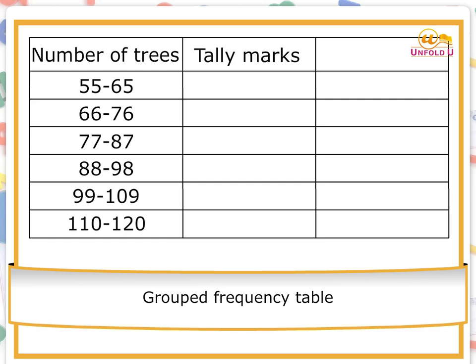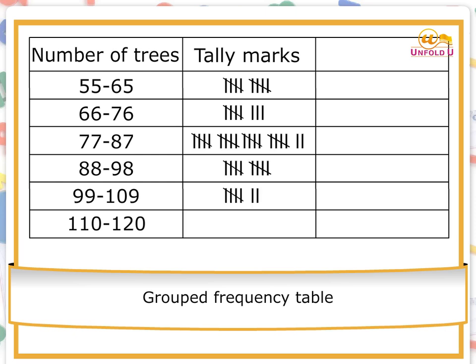In the second column, write tally marks in the first row. From the observation of data, we find that there are 10 schools which have number of trees from 55 to 65, so make 10 lines in the second row. In the same way, mark 8 lines in the third row. Again mark 22 lines in the fourth row, 10 lines in the fifth row, 7 lines in the sixth row and 3 lines in the seventh row.